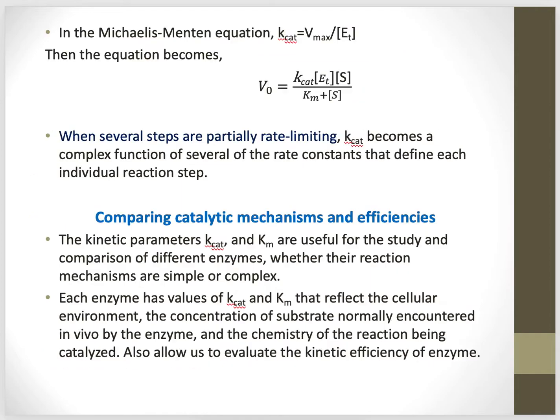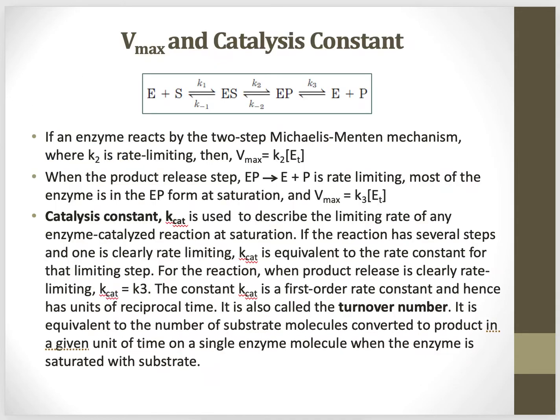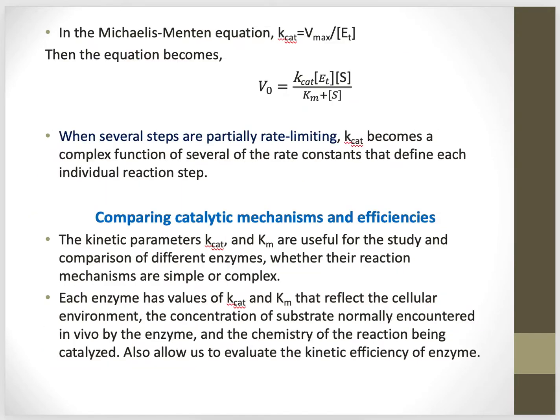Now in the Michaelis-Menten equation, kcat equals Vmax divided by Et. Why? Because we already know that if this step is the rate limiting step, kcat will be k3. In that case, Vmax will be k3 Et. So Vmax becomes kcat times Et, which means kcat is Vmax divided by Et.